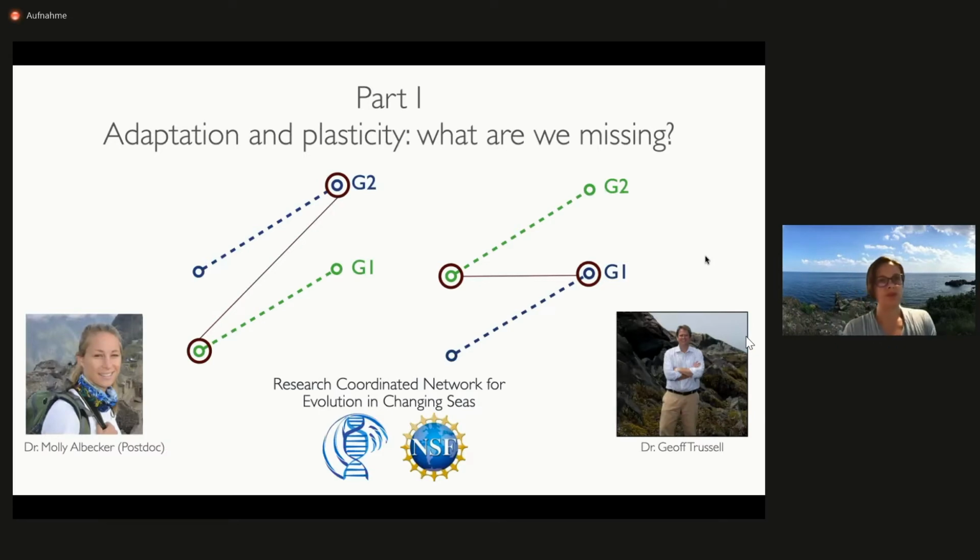So the first part of this seminar will highlight our research into the evolution of covariance between genotypic and environmental effects on phenotypes. And this is in collaboration with Molly Elbecker, my former postdoc, and Jeff Trussell. And this research is funded by the Research Coordinated Network for Evolution in Changing Seas. I am also a marine biologist, but there are a lot of parallels between marine species and tree species. They both have long generation times, potential for high gene flow, large effective population sizes, and they're both threatened by really rapid climate change.